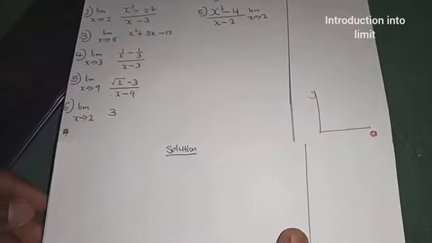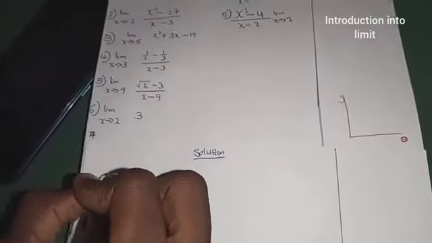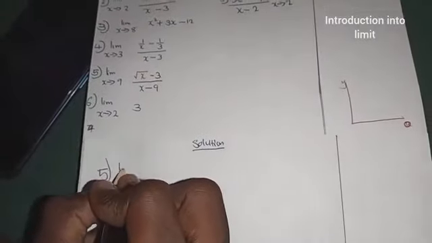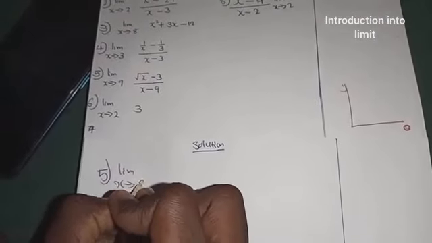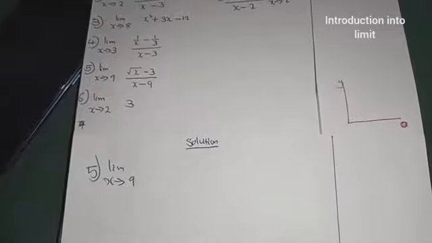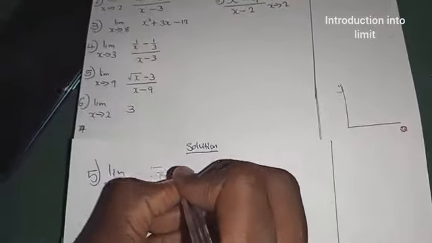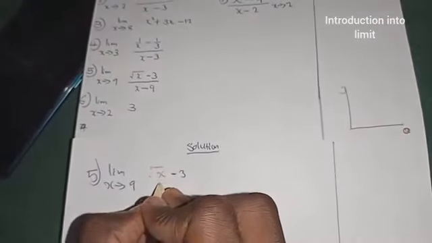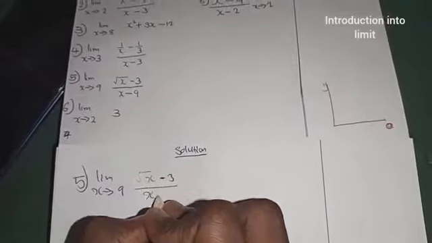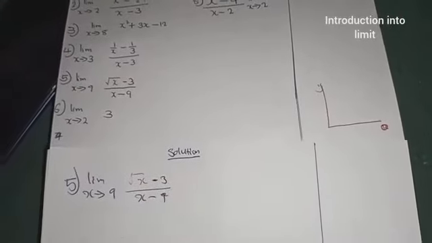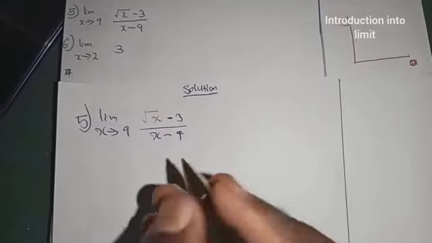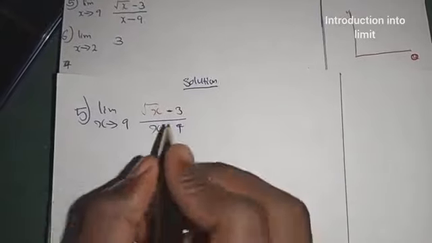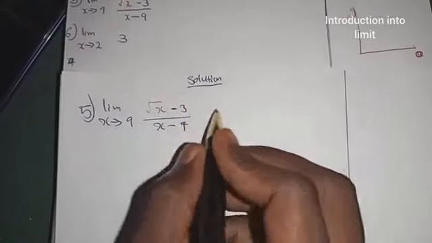So now we are moving to question number 5. Number 5 says the limit as x approaches 9 of the square root of x minus 3, then divided by x minus 9. So now we are going to use the conjugate method. We'll find the conjugate of this value and we'll go to the denominator.